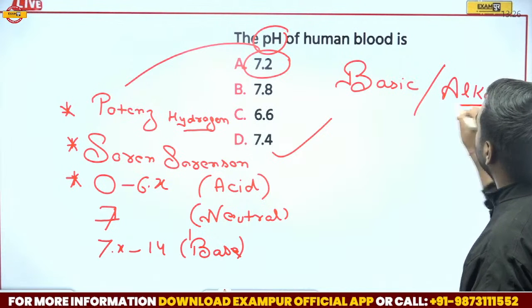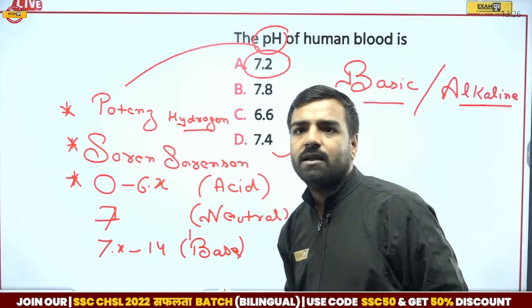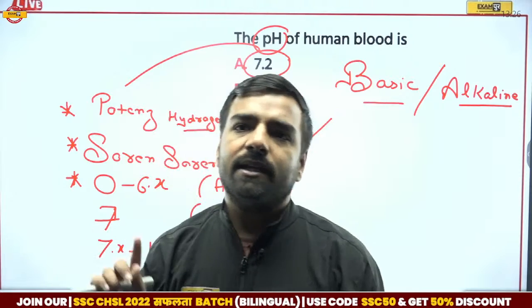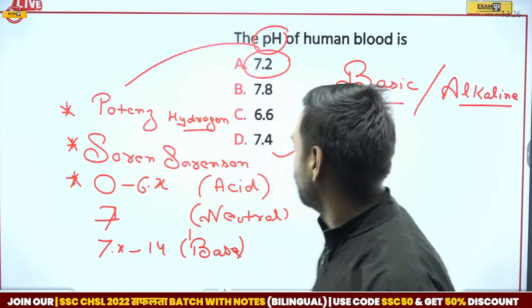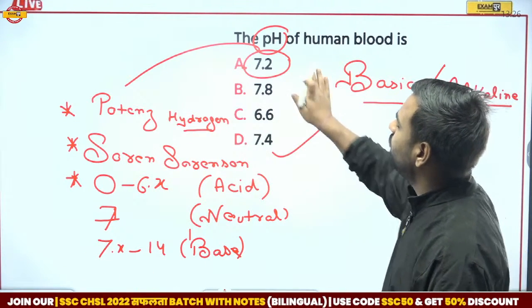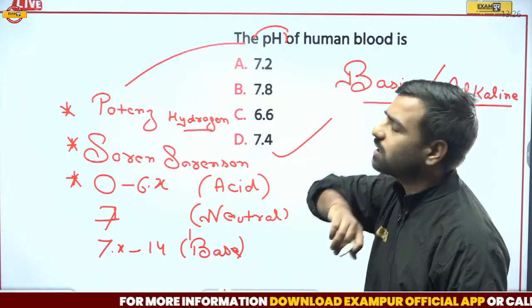So either alkaline or basic is going to be the correct answer. So what is the pH of human blood? That is 7.4. Okay. So here 7.4 is going to be the correct answer. I'll just remove it so that there is no such confusion.